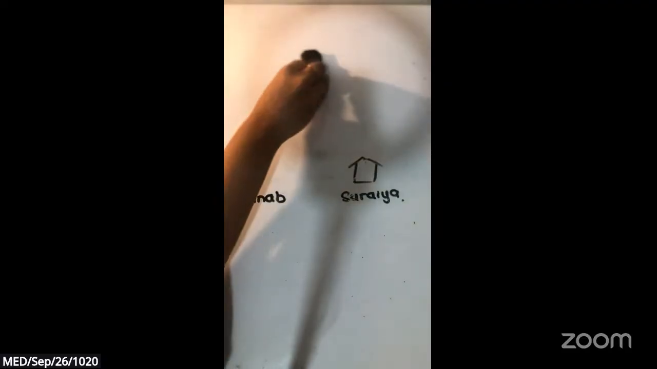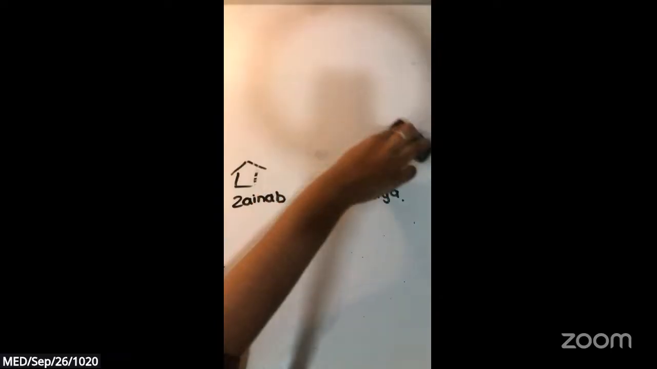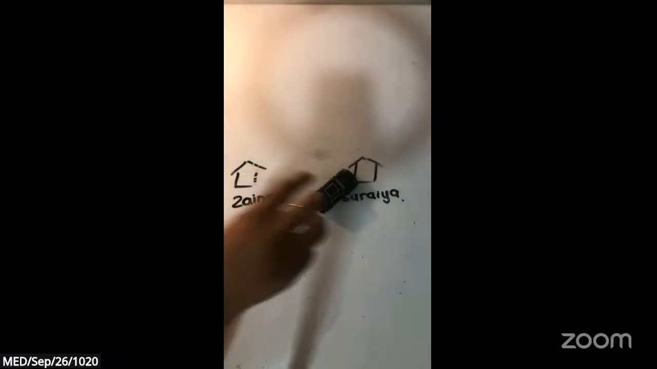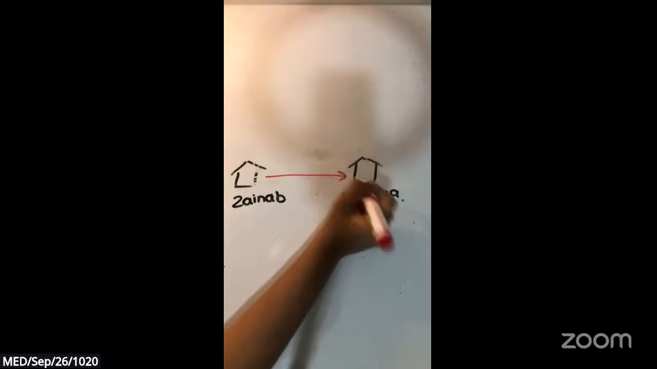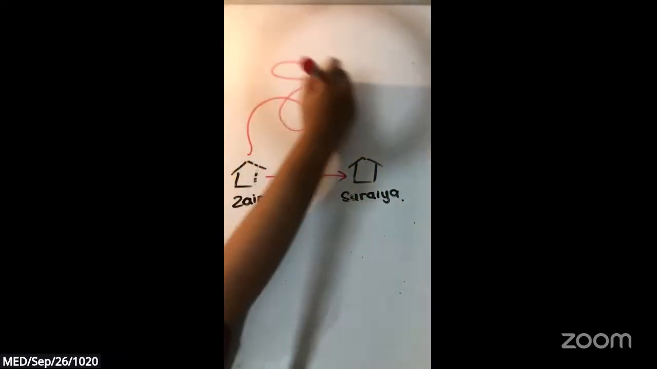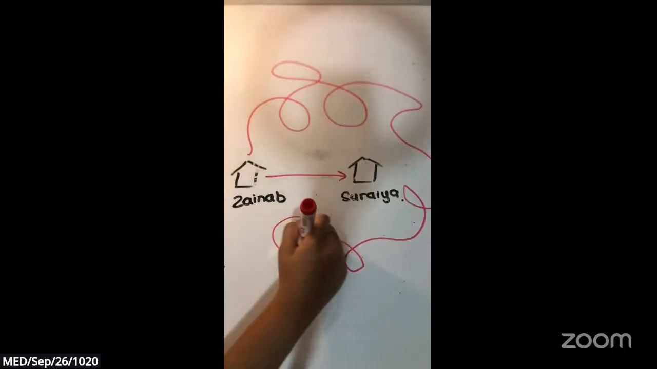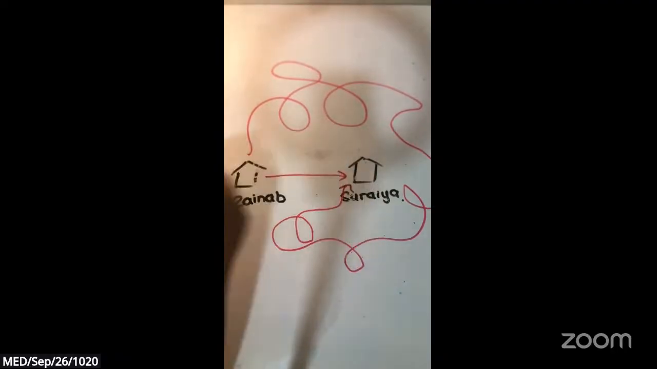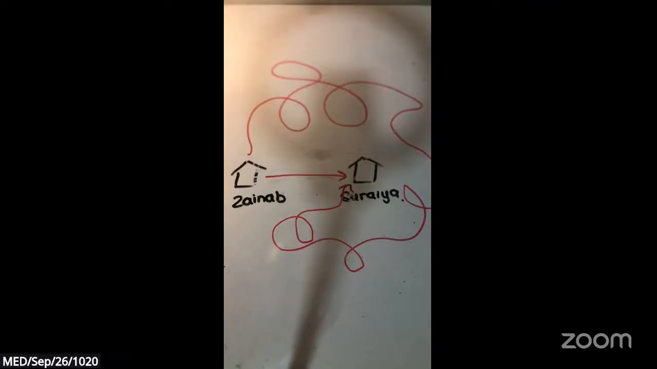I can do that in two ways. From my house to Suraya's house like this, or in a different way, like the way they took the Portuguese to the king's house, if you know that history. So we can go in two different directions. If I draw the pathway, it's either going to be one shot like this, or it will be like this, like this, like this.